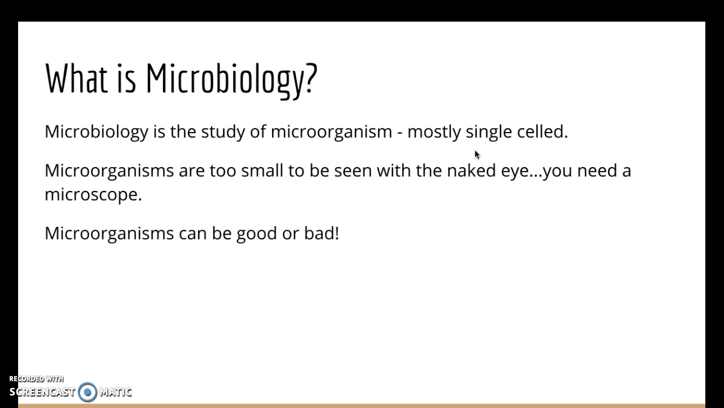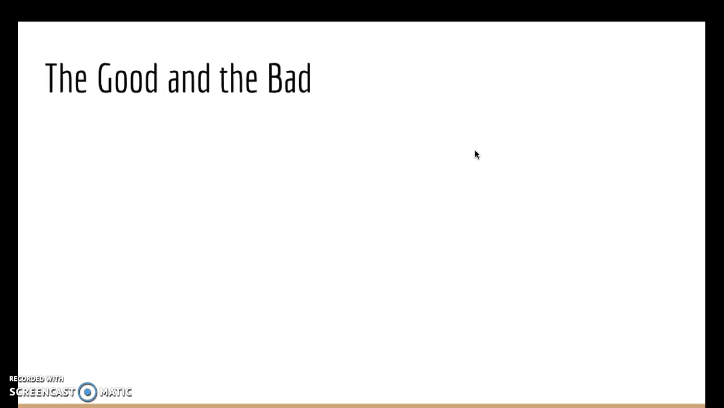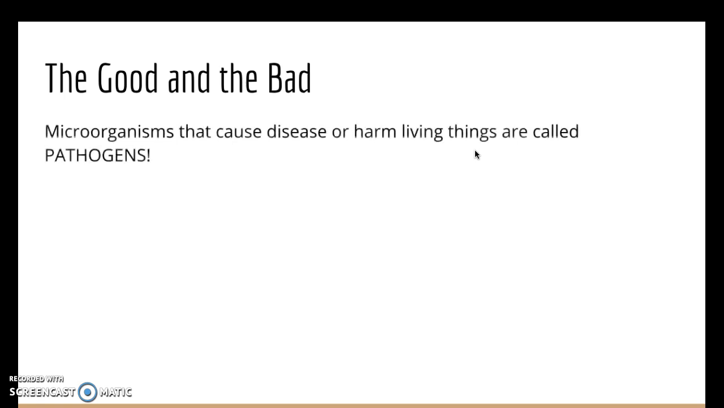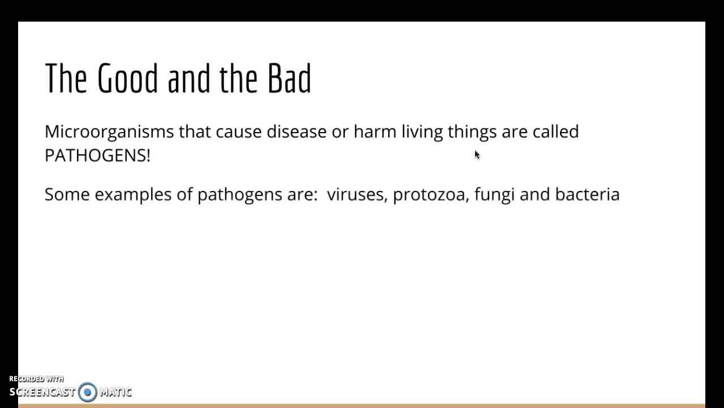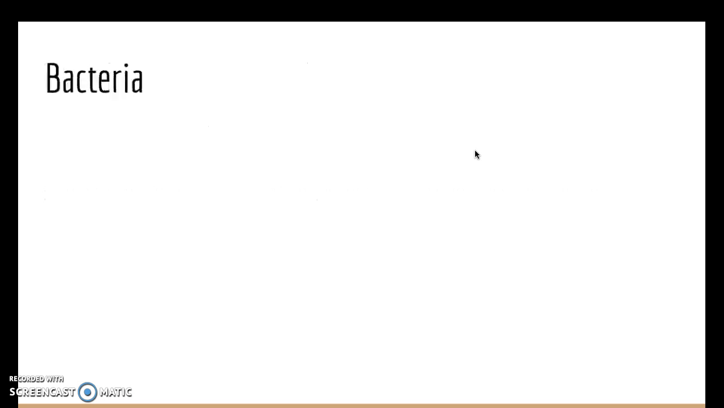It's important to know that when we talk about microorganisms, these tiny organisms can be good and bad, and we're going to talk about both of those. If these microorganisms cause disease or harm a living thing, we call them a pathogen. You're going to see the word pathogen or pathogenic used quite a bit throughout this flip video. Some examples of pathogens could be a virus, protozoa, fungi, or even bacteria.